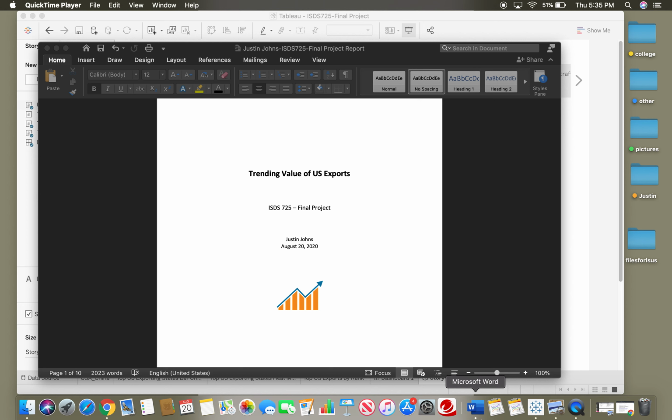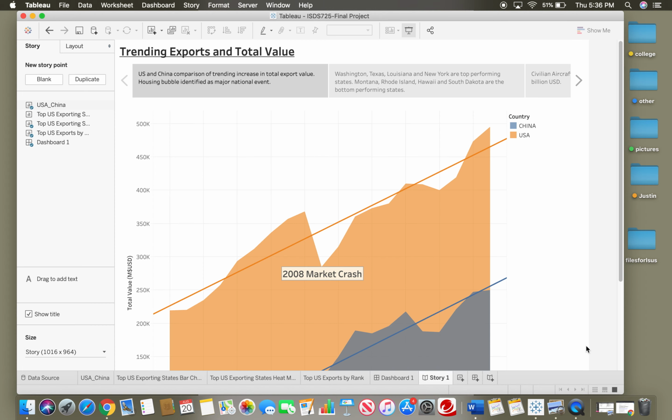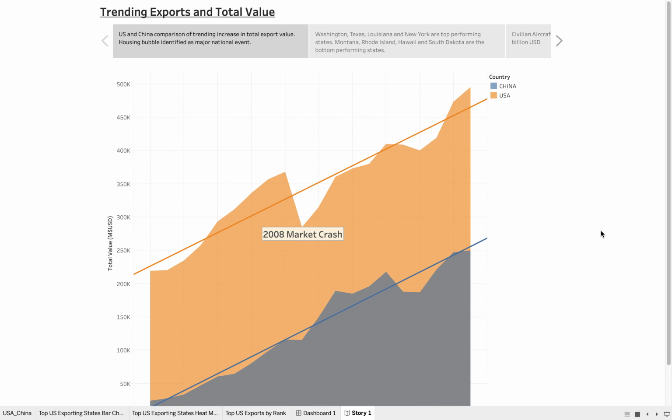My name is Justin Johns, and for my final project, I wanted to analyze the trending value of U.S. exports. As I get into my final project, I wanted to look at a few things. First, I wanted to look at the U.S. in comparison to China, China being a top competitor of the U.S. in total exporting per Trading Economics.